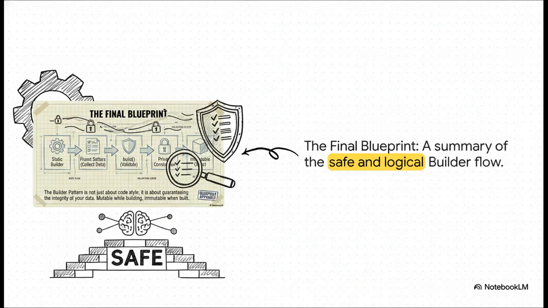And this right here brings it all together. It's the entire flow from start to finish. You start with that static helper, you use those easy-to-read fluent methods, and you end with a call to build that gives you a guaranteed, valid, and totally immutable final object. It's clean, it's safe, and it's predictable.